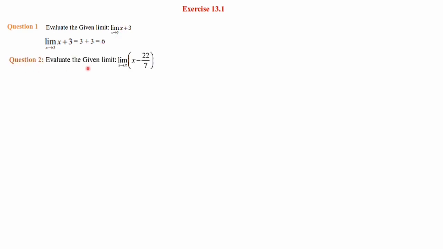Question number 2, evaluate the given limit. Limit x tends to pi, x minus 22 by 7. So here limit x tends to pi, x minus 22 by 7 is equal to, replace x and substitute pi, that is pi minus 22 by 7.